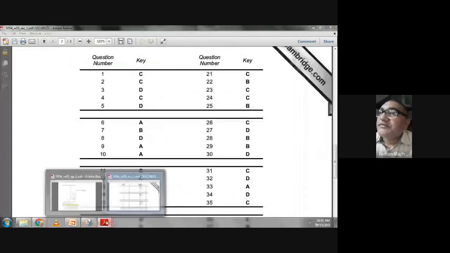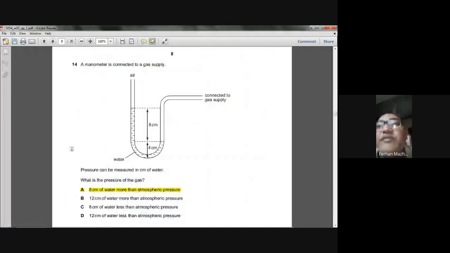Question number 14. 8 centimeter of water less than the atmospheric pressure? Because this gas has pushed the water into this. So here the level of the water is lower, here the level of the water is higher. So it means the gas pressure is more. It has pushed the atmosphere backward. The gas has pushed the atmosphere back, the atmospheric pressure.